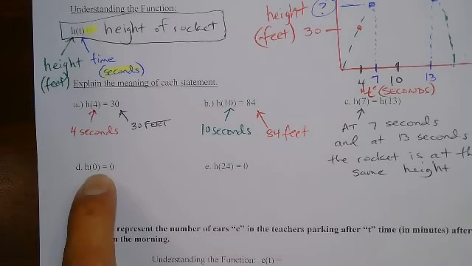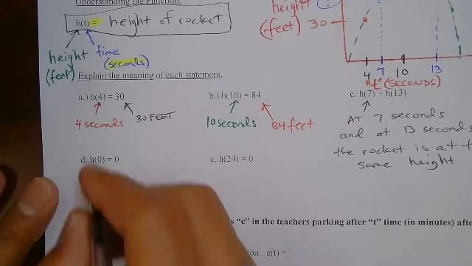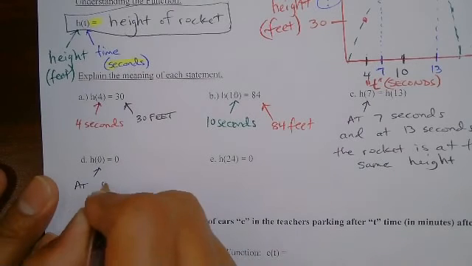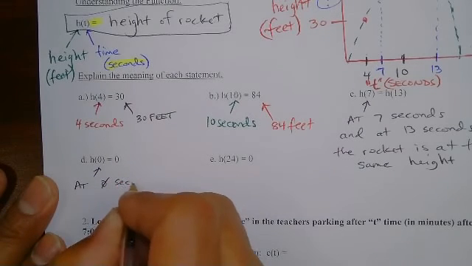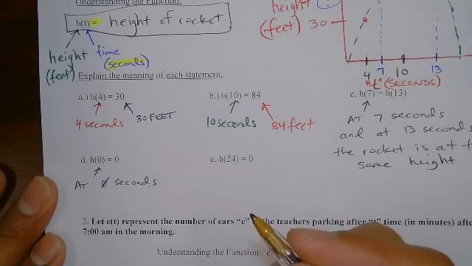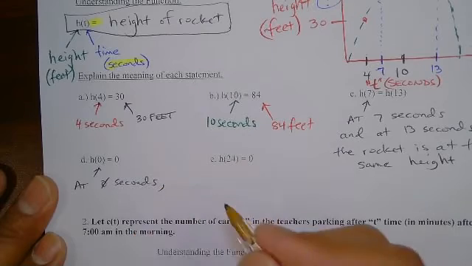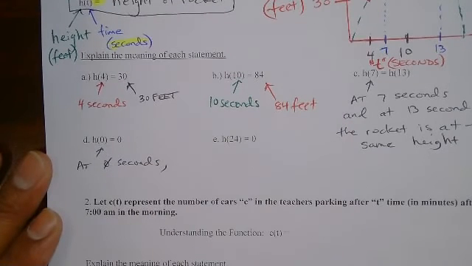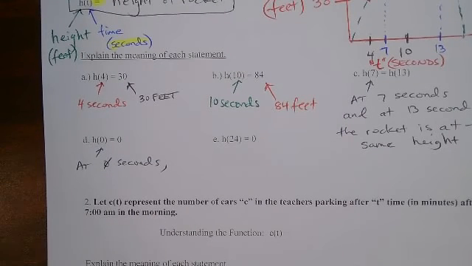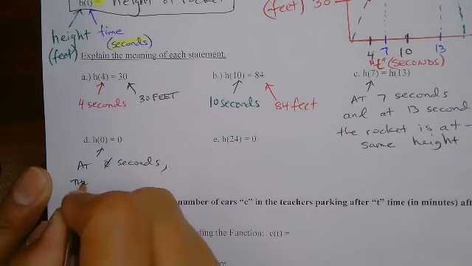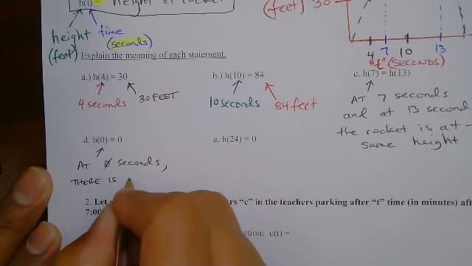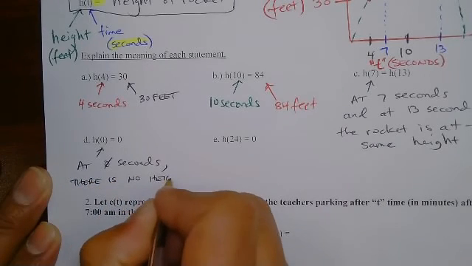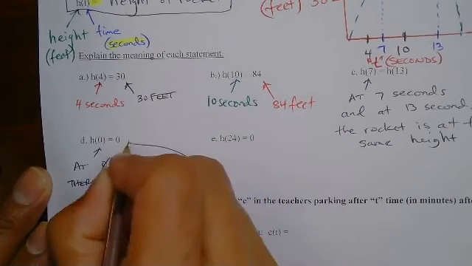Okay, what does that mean? H of 0 equals 0. That at 0 seconds, which we haven't launched it, right? If we haven't launched it, how high is it? It's not. That's what that means, right? At 0 seconds, it hasn't lifted off the ground. There is no height.